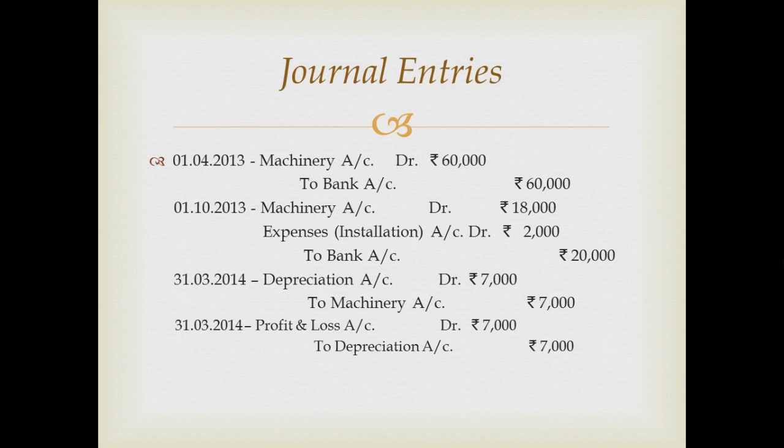The journal entries for the transactions which have occurred for the financial year 2013-14. 1st of April 2013, machinery account debit to bank account Rs 60,000. On 1st October 2013, machinery account debit Rs 18,000. The expenses account for installation debit Rs 2,000 to bank account Rs 20,000. On 31st March 2014, depreciation has been provided, for which depreciation account debit to machinery account 7,000. This includes depreciation for both the machines. And finally, on the same date, profit and loss account debit to depreciation account Rs 7,000.